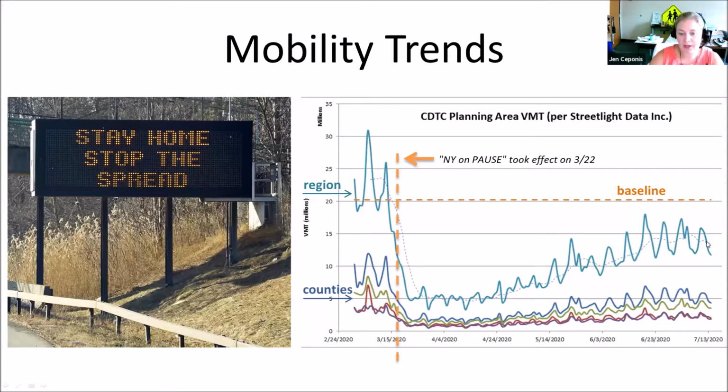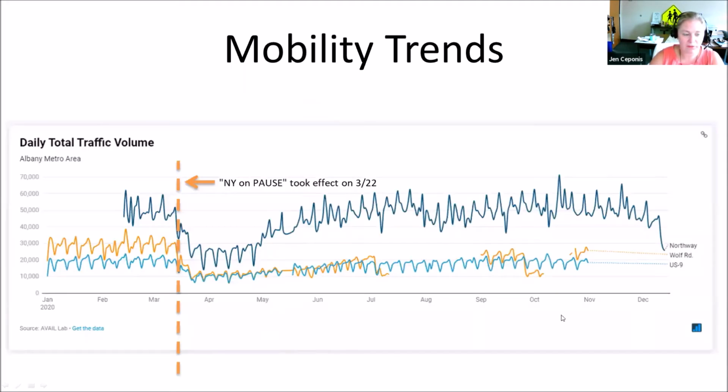It almost recovered to baseline regionally by the end of last summer. We were seeing some recovery on roadways like the Northway by early fall. We haven't looked at very recent data, but still in late winter, Wolf Road had not completely recovered. Route 9 was getting close to recovering. So as you can see, there was a significant drop in traffic during the early part of the COVID-19 pandemic.